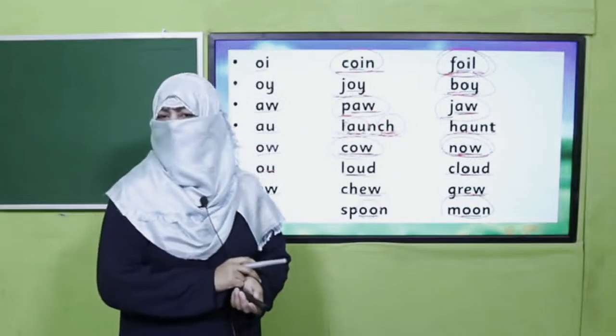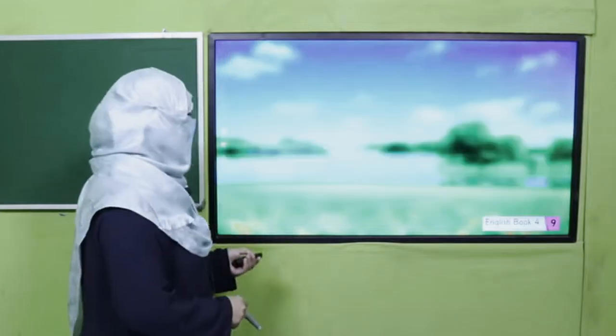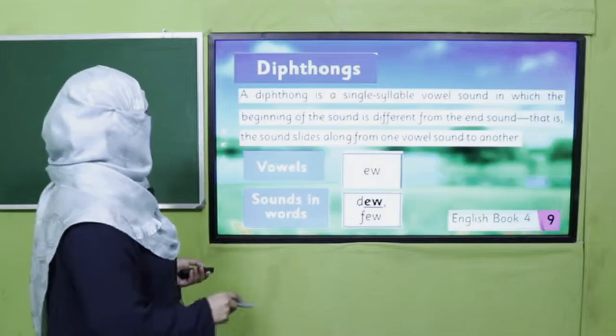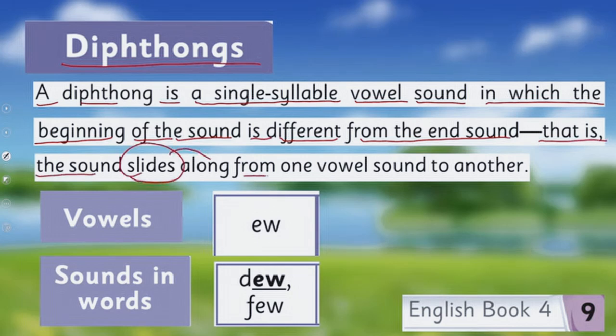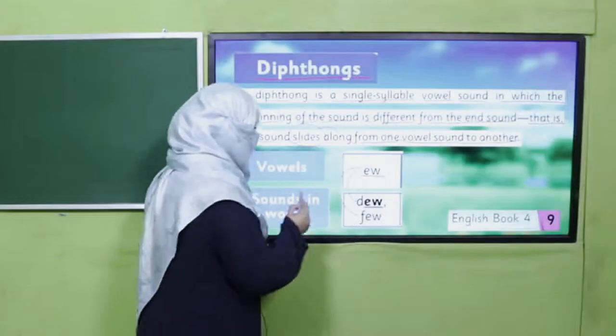Yes, my dear students, are you done with it? Good job. Now let's see what your book says about it. Diphthongs. A diphthong is a single syllable vowel sound in which the beginning of the sound is different from the end sound. That is, the sound slides along from one vowel sound to another. As we just learned, now you can see what EW says, EU, and what the words are there, dew, few.